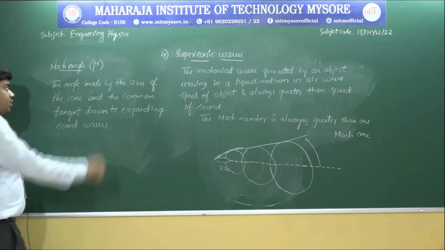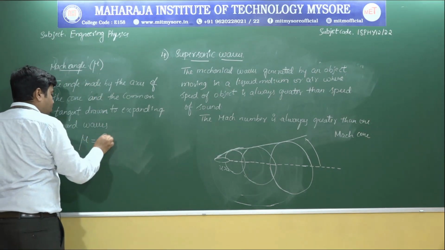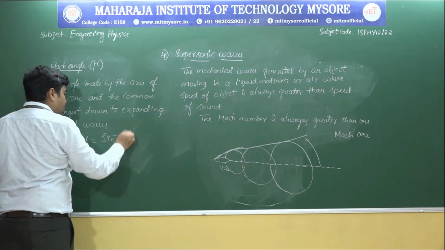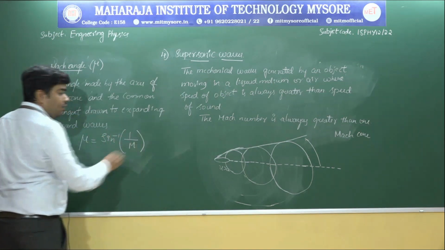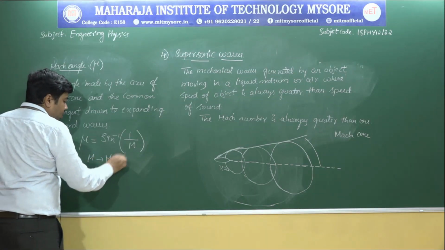Now, the Mach angle is represented by mu, which is given by mu is equal to sine inverse of 1 by M, where M is nothing but the Mach number.